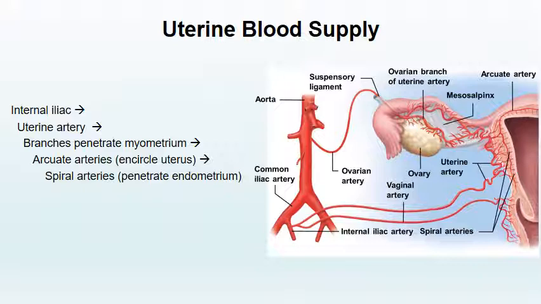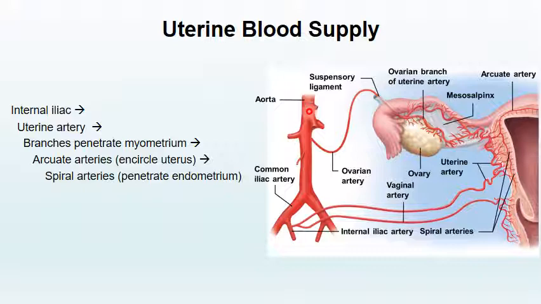Okay, so looking quickly at uterine blood supply, we do get quite a lot of blood flow to the uterus. That is especially important during the menstrual cycle when blood is being lost, and also during pregnancy.